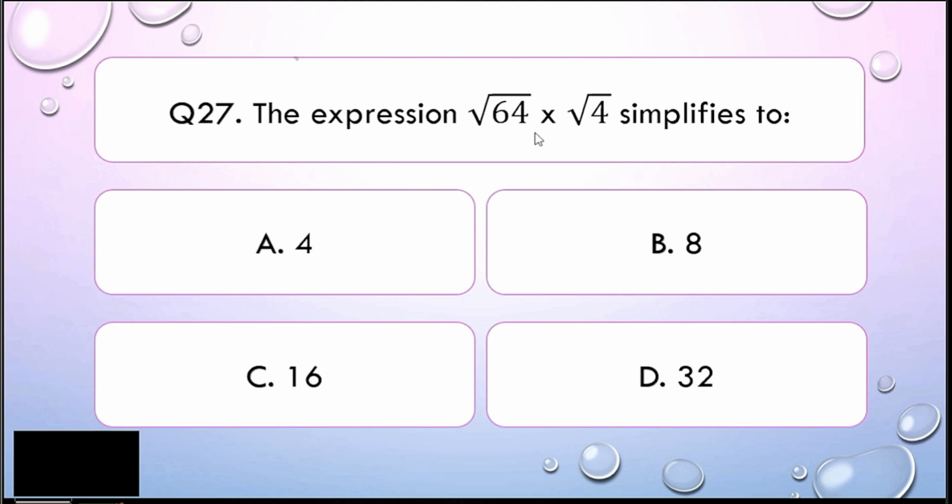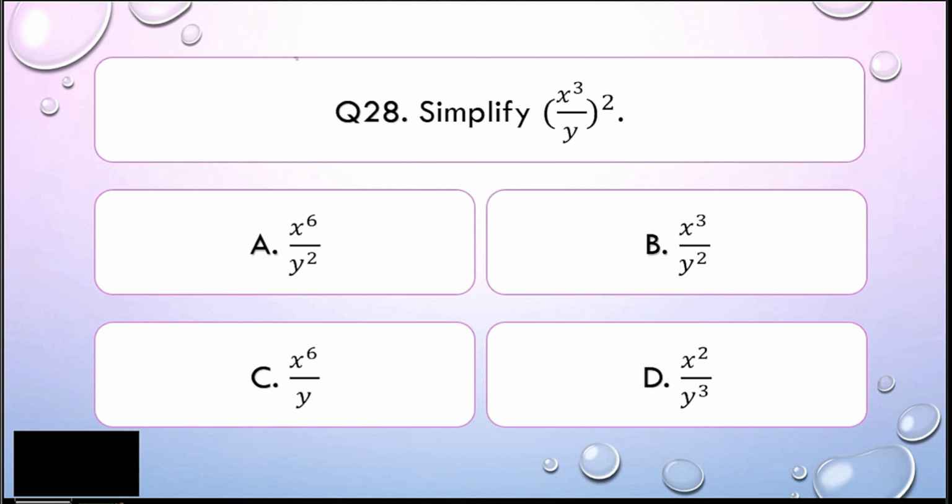Alright, so now let us go to question number 28. Simplify the quantity x cubed over y to the power of 2. Is it A, x to the power of 6 over y to the power of 2, B, x to the power of 3 over y squared, C, x to the power of 6 over y, or D, x squared over y cubed? I'll give you 5 seconds to think about your answer.